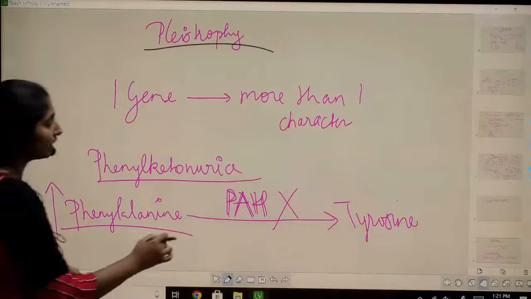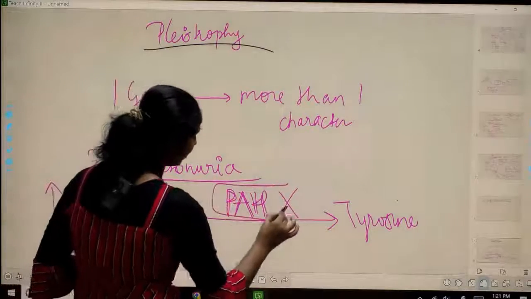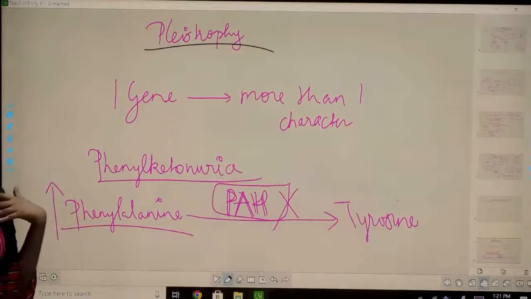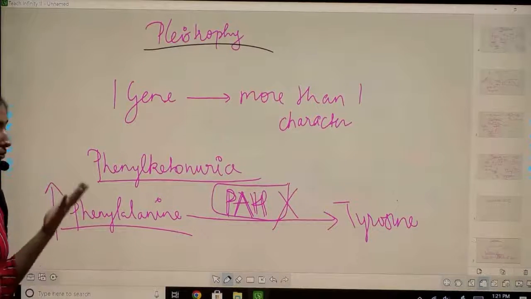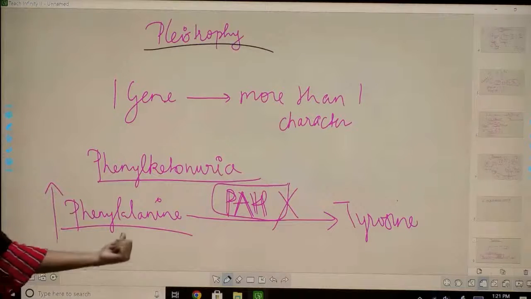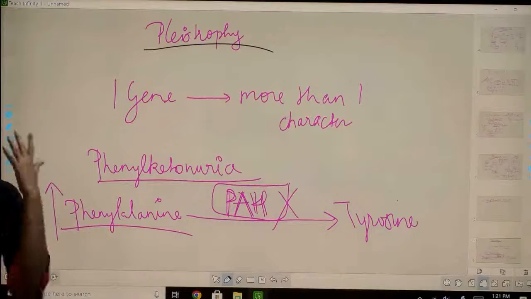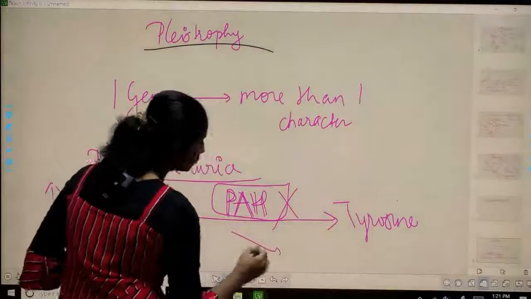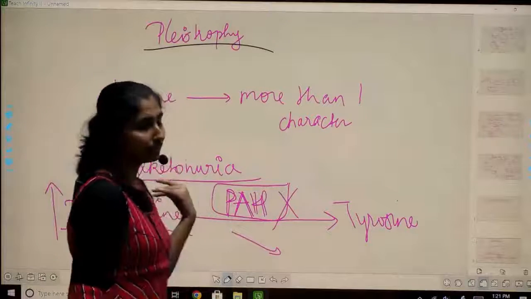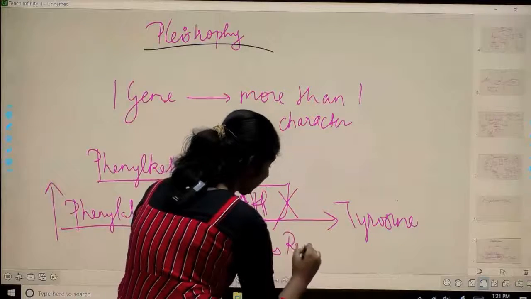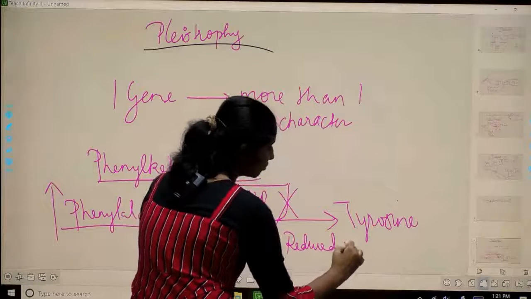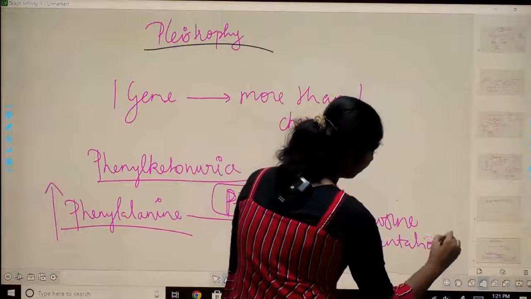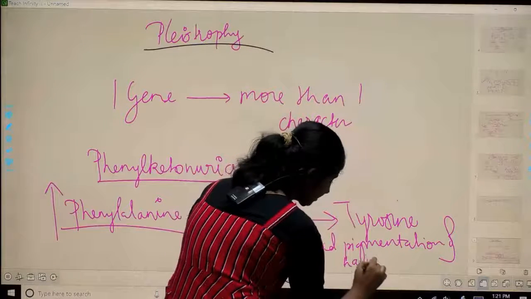Now, the gene that is responsible for producing PAH is a pleiotrophic gene. So the individuals who are affected with phenylketonuria not only develop an accumulation of phenylalanine leading to mental retardation in the brain and poor excretion by the kidneys, but there are also multiple effects of this gene. People who have phenylketonuria also show reduced pigmentation of hair and skin.